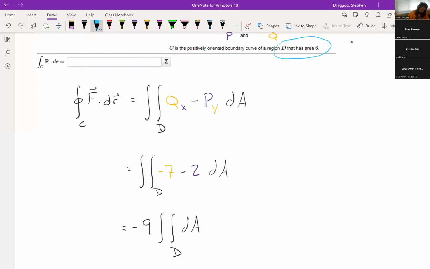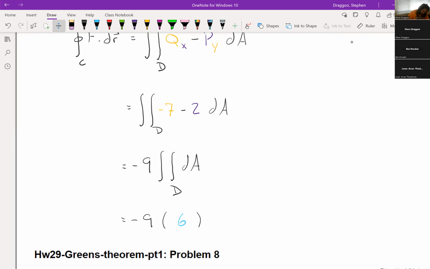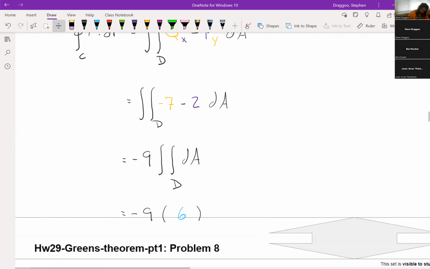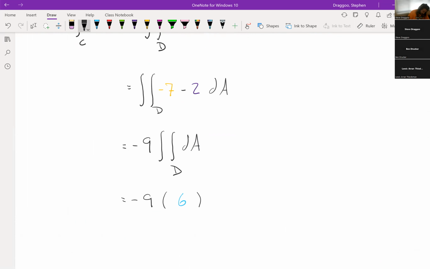But again, we saw that our region has an area of 6, which means that if I integrate dA, I'm going to get 6. And then negative 9 times 6 is negative 54. As long as I remember my simple arithmetic, which is never a given with me, but pretty sure 9 times 6 is 54. Cool. So negative 54, the whole thing.